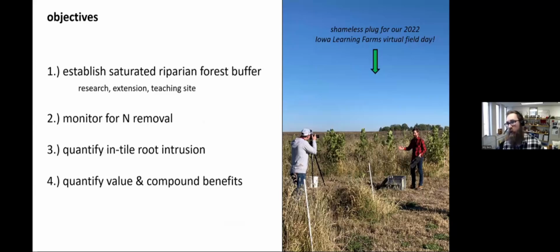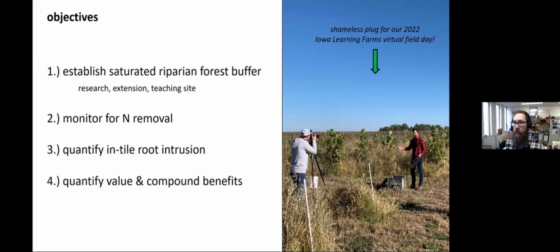I'll do a shameless plug here for our 2022 Iowa Learning Farms virtual field day on site here. That's my shameless plug for the day, one of them. But we've held classes out here. We've held small conference tours out here. We've held virtual field days out here. And of course, we've done some research out here. So I'm really glad that objective 1 is going along nicely there.